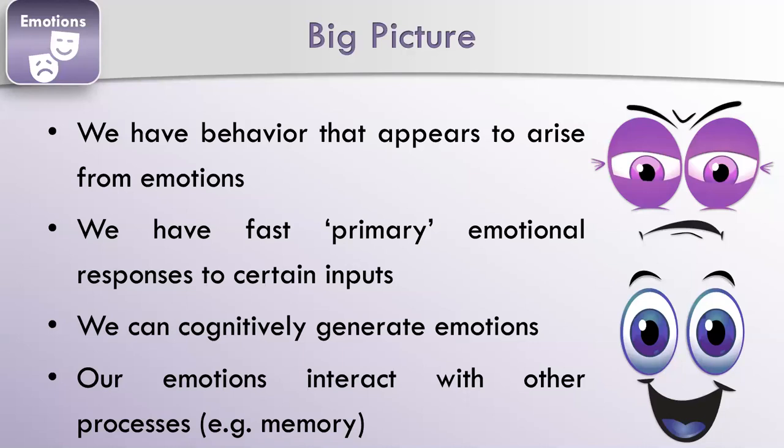And the big picture lesson from this lecture is going to be that we have these things that we call emotions that are fast and can influence all sorts of aspects of our thinking. We can push ourselves into emotional territory, into various emotions, but also there's a sense in which they're outside of our control. And in fact, there's a sort of feedback mechanism between emotions and the rest of cognition.